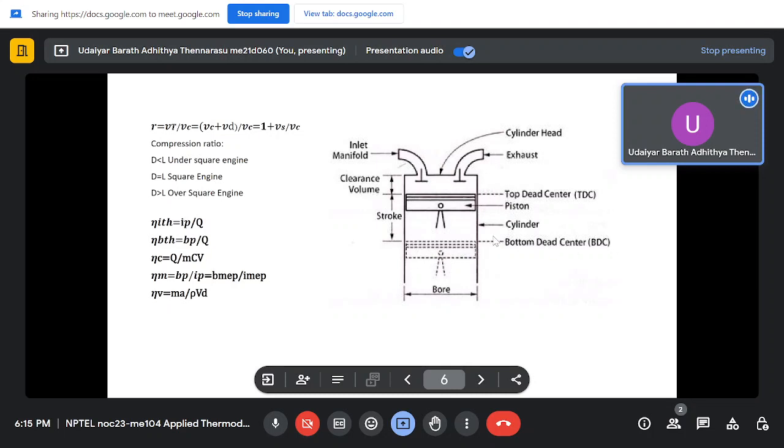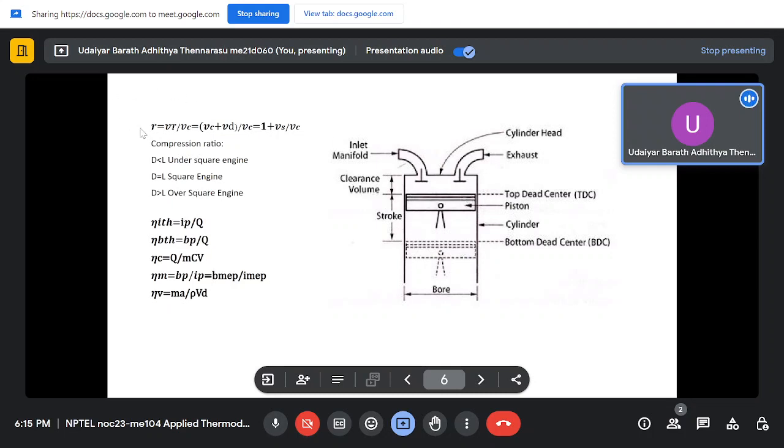So the volume between the top dead center and bottom dead center is called the displacement volume, or you can call it swept volume also, because the piston is sweeping that volume. That volume is defined by the bore and the stroke length, and the total volume of the cylinder minus the displacement volume will give you the clearance volume. So these are the general terminologies used in the engine.